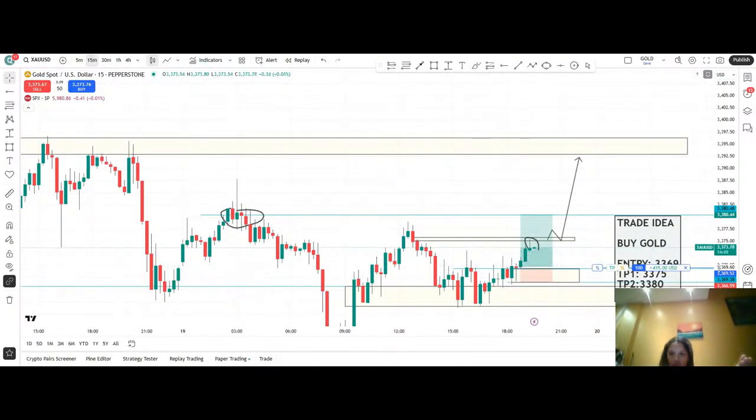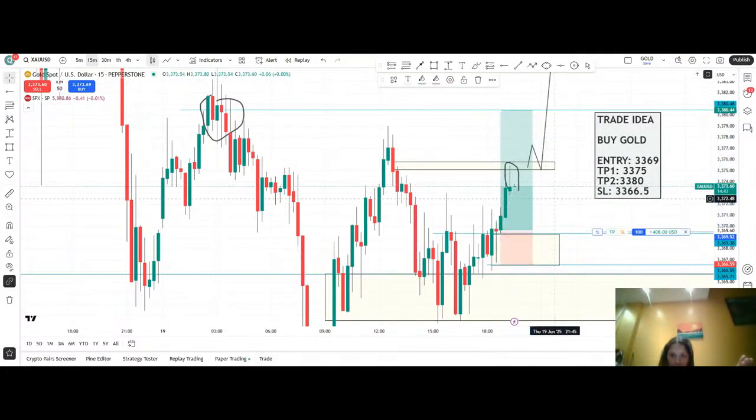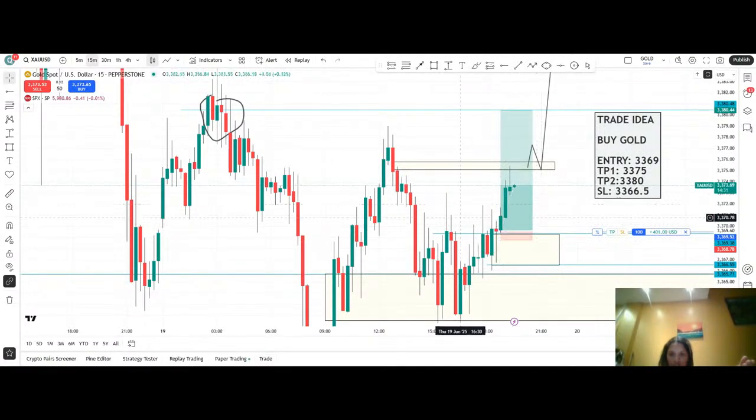But for now, this is my plan for tonight. I'm going to put the TP in and a stop loss just below here. If it breaks there, then I'll move my stop loss to break even. Then it's a risk-free trade and I'll leave it.